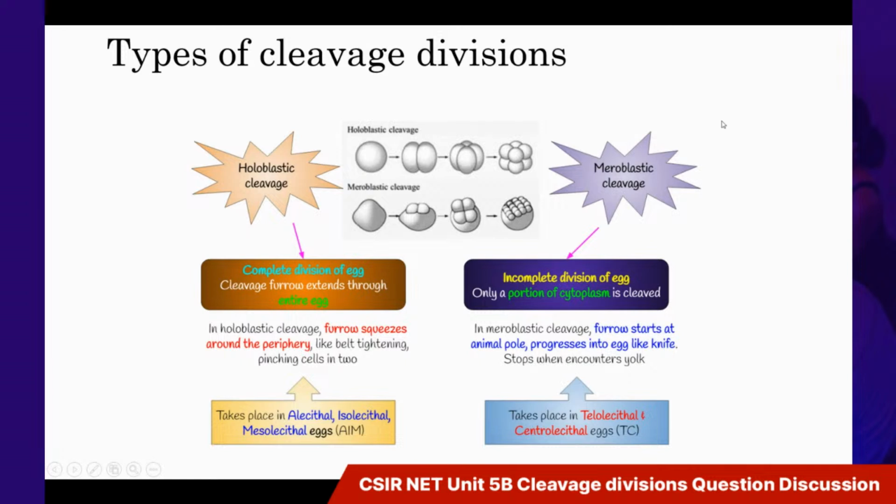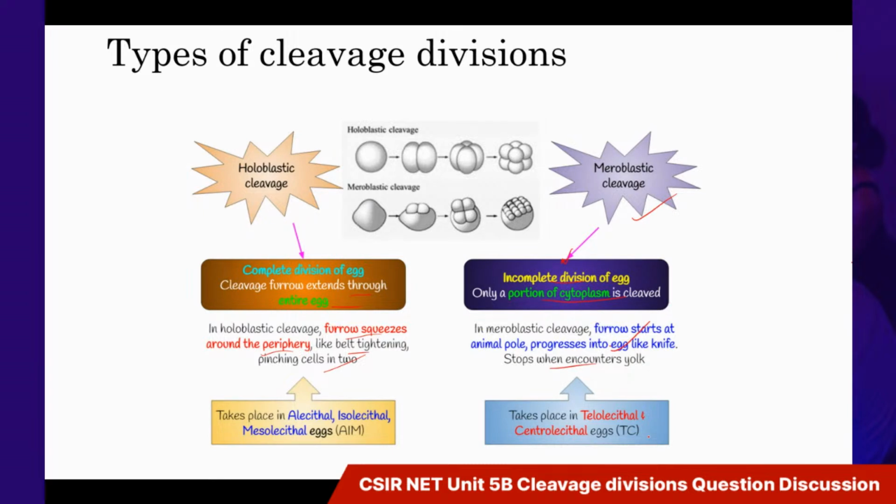Now, why does this happen? It is because of the presence of yolk. These parts are yolk rich, so the egg cannot cut through that portion. Holoblastic is complete division of the egg, where the cleavage furrow extends through the entire egg. Meroblastic is incomplete division of the egg, where only a portion of the cytoplasm is cleaved. In holoblastic cleavage, the furrow squeezes around the periphery like a belt tightening, pinching the cell in two. In meroblastic cleavage, the furrow starts at the animal pole and progresses into the egg like a knife, and it stops when it encounters the yolk.